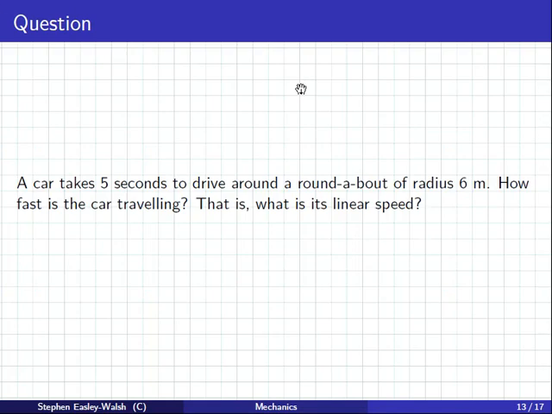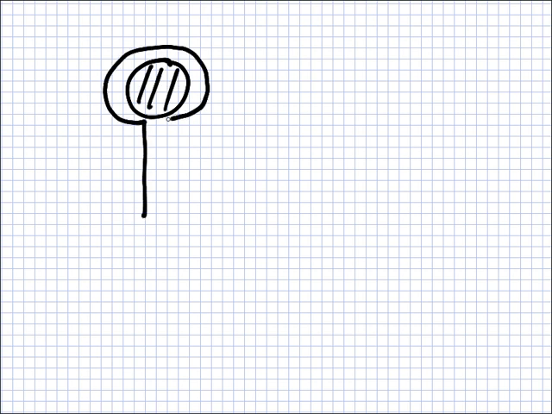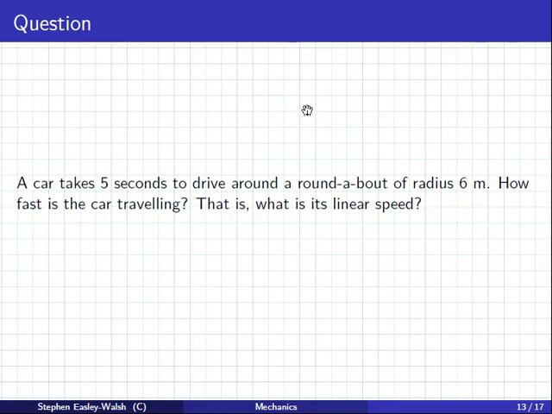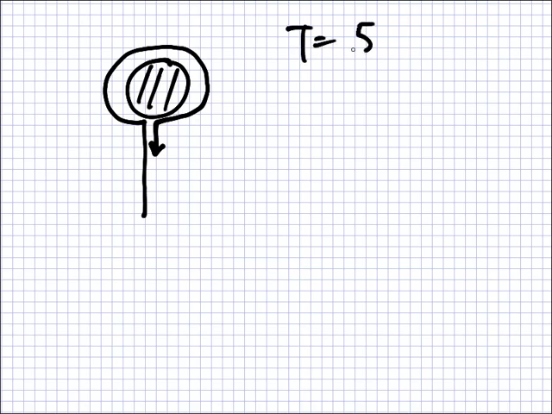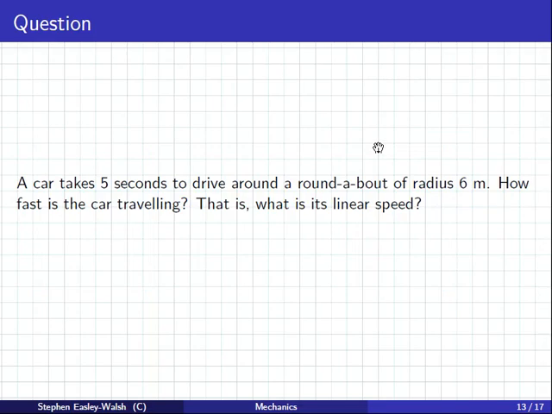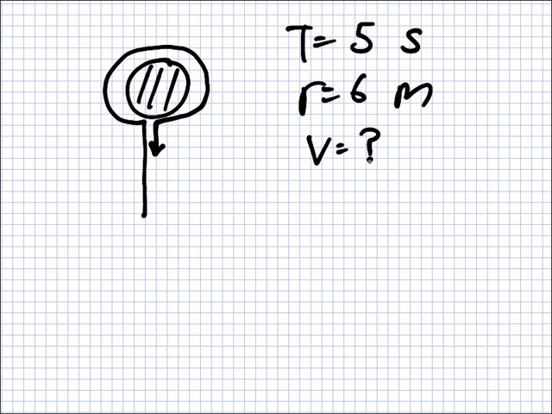So, a car takes 5 seconds to drive around a roundabout of radius 6. How fast is the car travelling? So, here's the roundabout, and the car takes 5 seconds to do this. The radius is 6 meters. My question is, what is the V? That's the speed, as you would see on the speedometer, in meters per second.